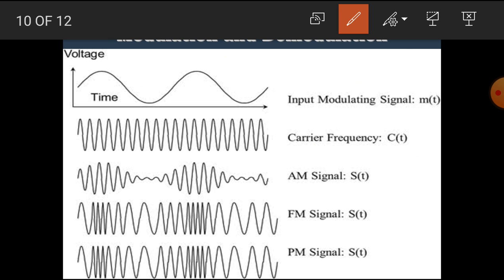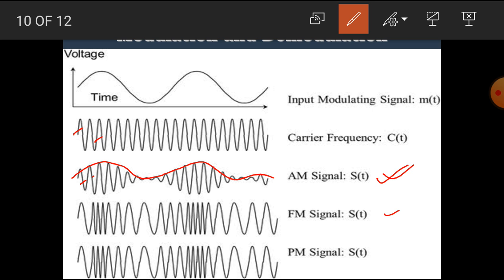Let's see once again. If the amplitude of the carrier wave changes in accordance with the modulating signal, keeping frequency and phase constant, then it is called amplitude modulation, and this is shown here. In amplitude modulation, we see that the amplitude is changed. That means here the amplitude is different, but the frequency and the phase are the same. This type of modulation is called amplitude modulation.